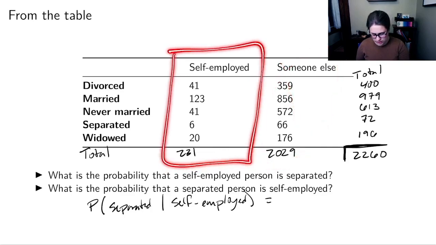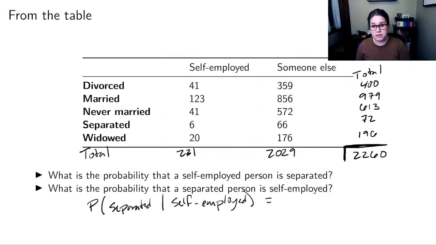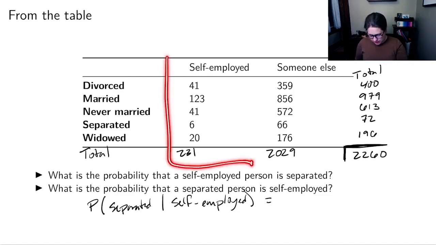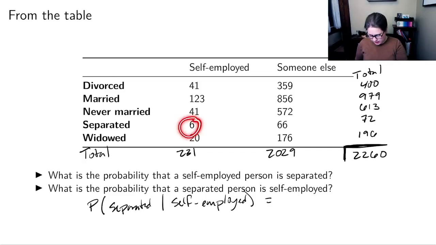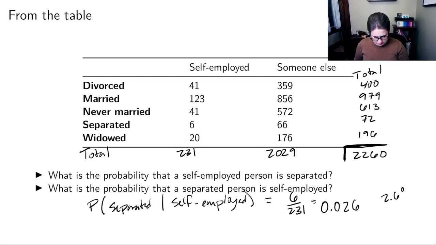So we're going to use this column, and that means that for the denominator of our fraction, we're going to use this marginal total rather than the total. So let's try it out. Given that we know we're going to be in this column, we can think about how many people are separated, and it'll be 6 out of the total of 231, 0.026, so 2.6% chance. Given that we know someone is self-employed, the probability that they are separated is 2.6%.